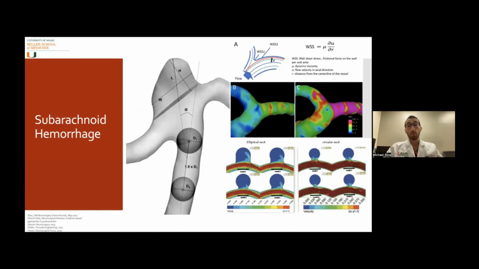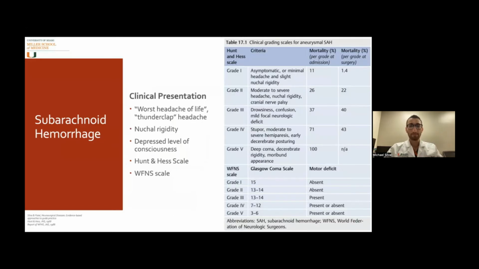And more than just morphology, people are looking at the flow dynamics of aneurysm development. Again, this is from my talk last year, and people are looking much more deeply at the actual hemodynamics of aneurysm development to identify which aneurysms are most likely to rupture. So a lot of research is going into that, and I won't rehash it.